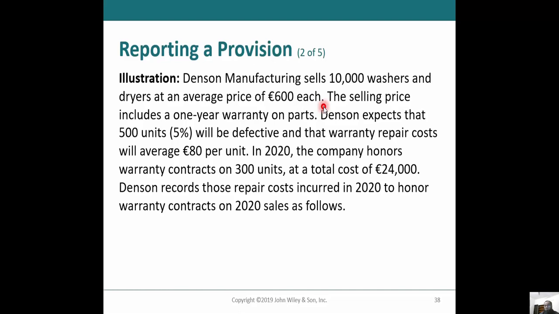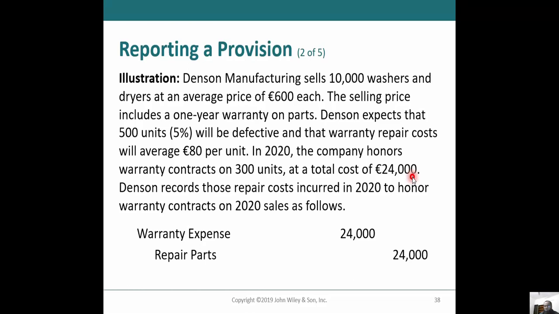So remember, contingent liability or provisions. When we record provisions, they are recorded as adjusting entries towards the end of the period for the entire sale of the year. But before the end of the period, during the year 2020, when we have sold some of the products, washers will come back for repairs, right? So in this particular case, the company honors warranty contracts on 300 units. So 300 units come back at a total cost of 24,000. So this is something that we paid. So this is not the provision entry. This is the actual accounting entry. We paid for it, right?